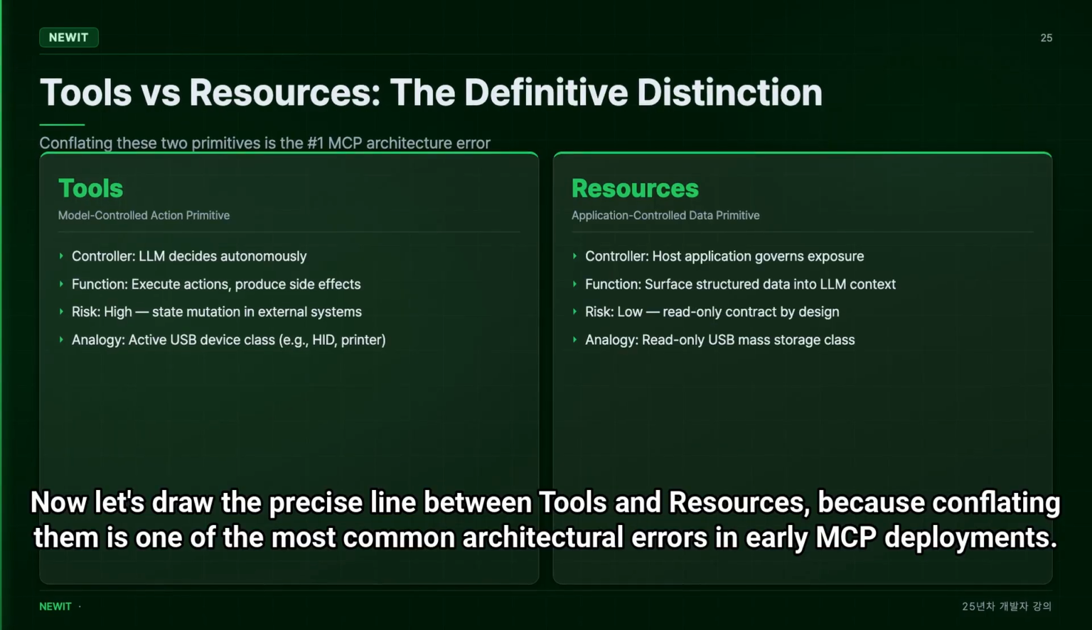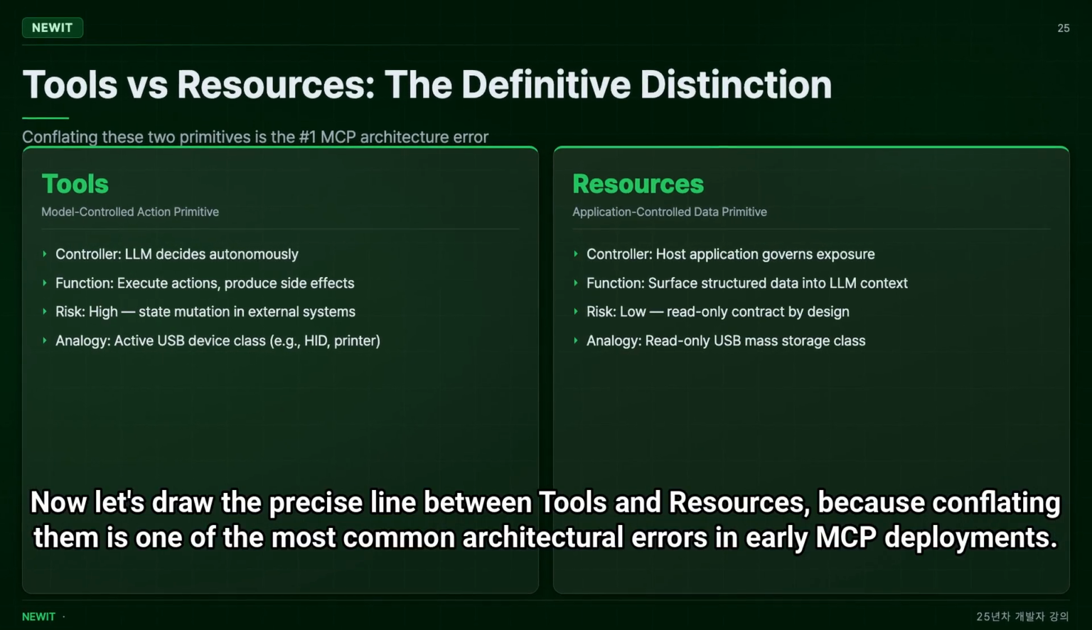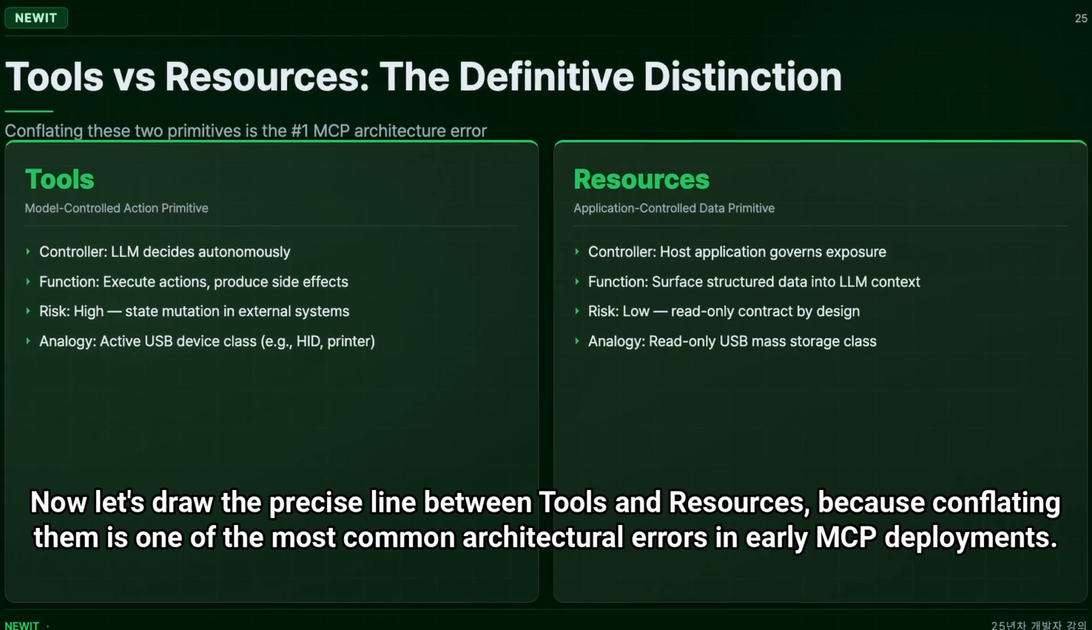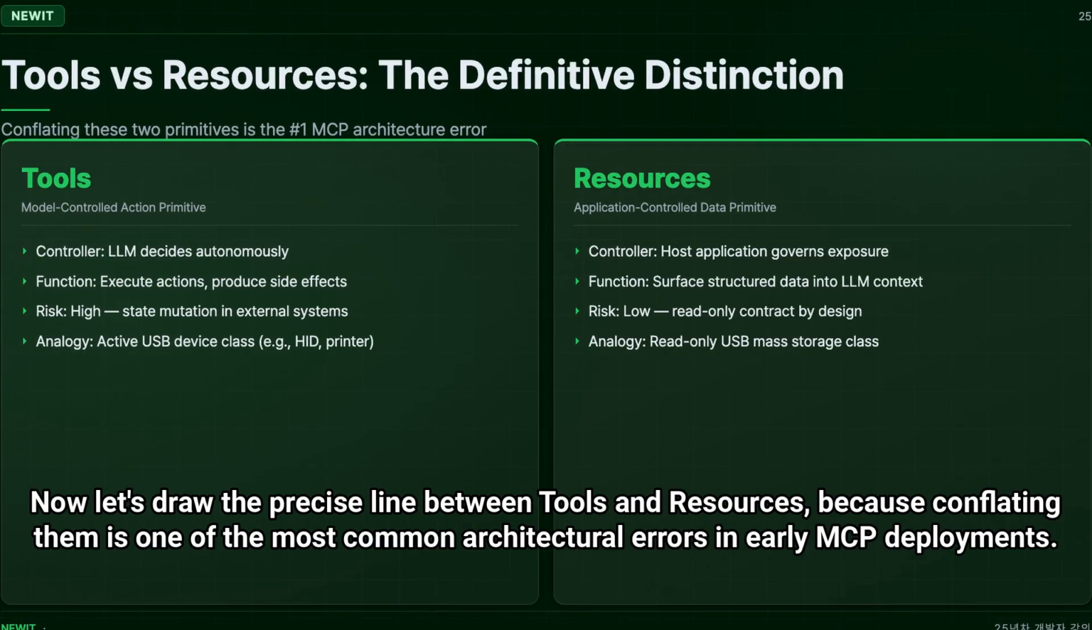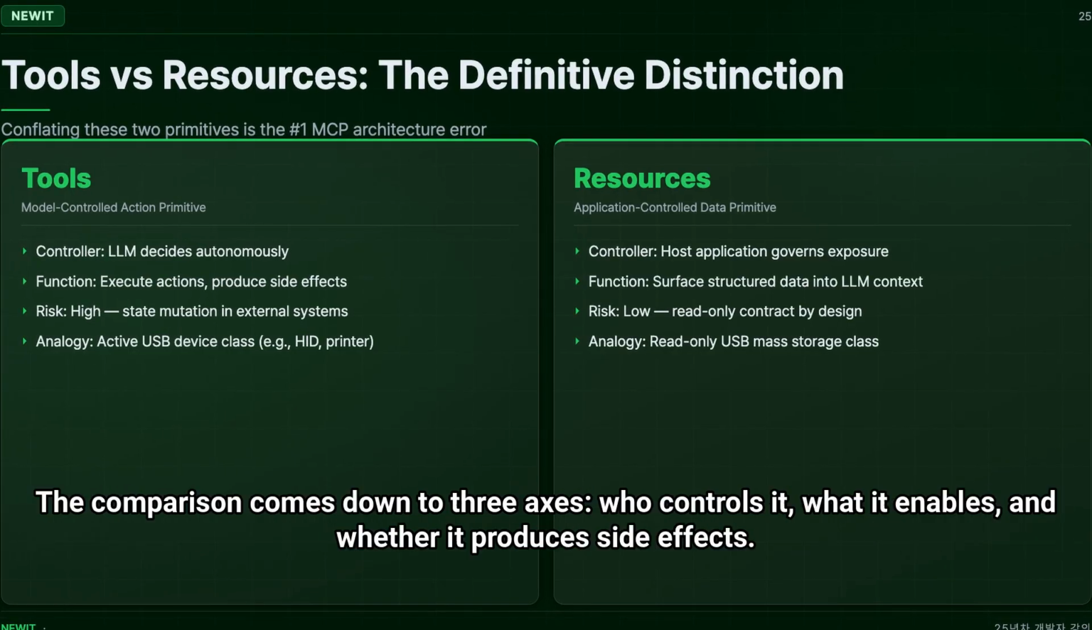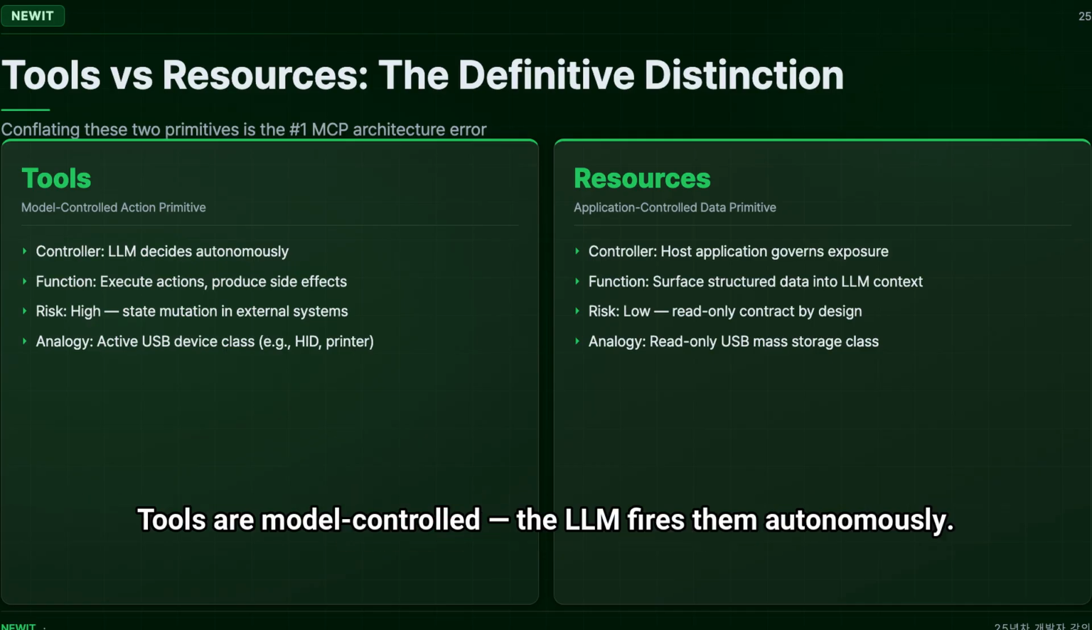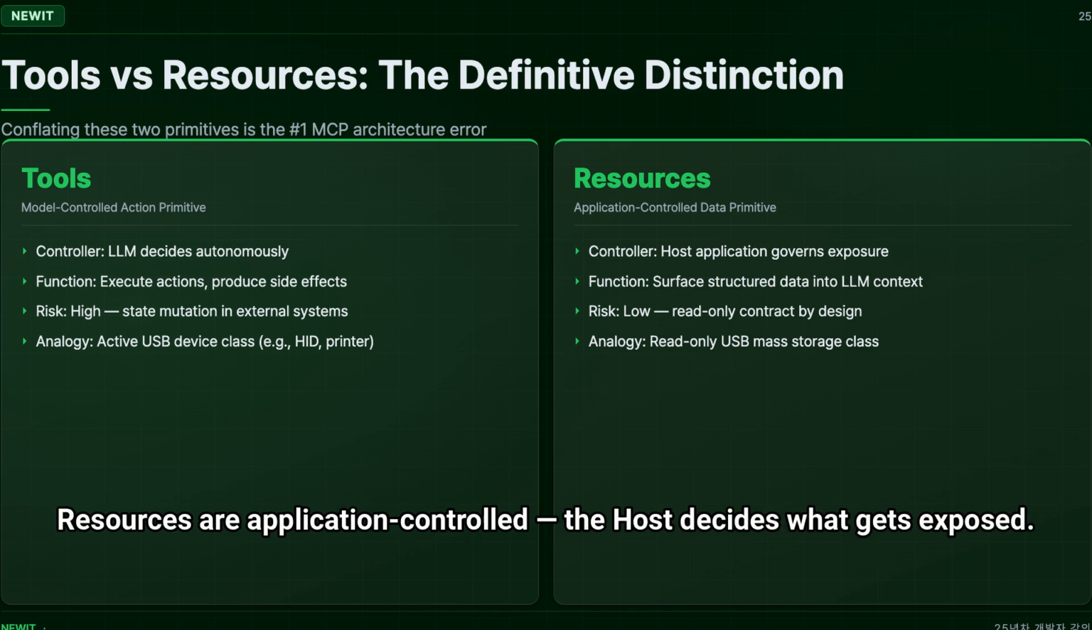Now let's draw the precise line between tools and resources, because conflating them is one of the most common architectural errors in early MCP deployments. The comparison comes down to three axes: who controls it, what it enables, and whether it produces side effects. Tools are model-controlled, the LLM fires them autonomously. Resources are application-controlled, the host decides what gets exposed.